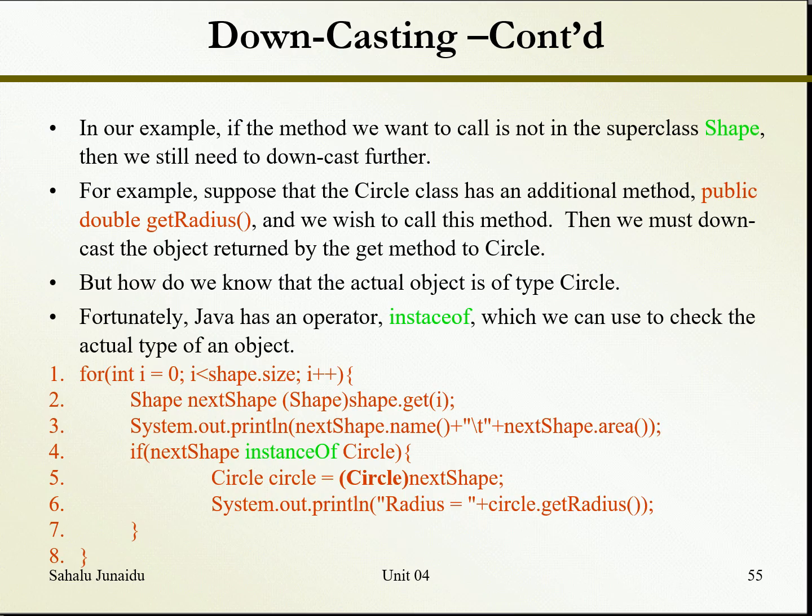If we make use of the next shape that is of type shape and we say get radius, will the radius be available in the shape class? No. We have to also downcast it to what? To circle. So this is why we call the circle here. Why don't we need to downcast this to a circle or rectangle before we call the name and the area?